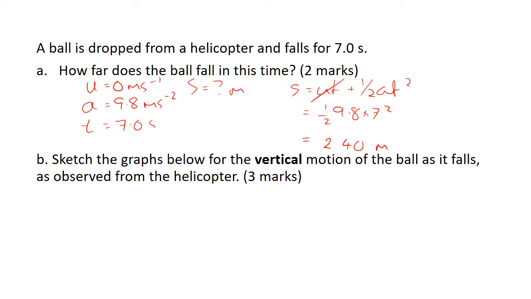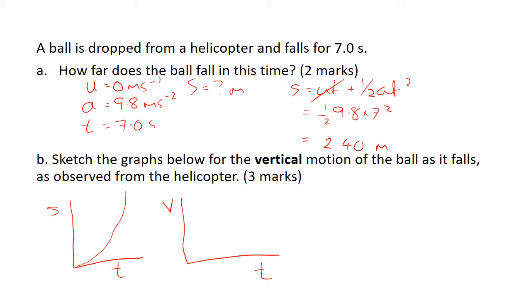Now, the vertical motion as it falls, as observed from the helicopter. Now, this is important because if we're thinking about the displacement versus time graph, at the start the displacement is 0, so relative to the helicopter. So what we're going to see is a graph that has a sort of parabolic shape going up like that. Now, the velocity versus time graph, again, should start at 0.